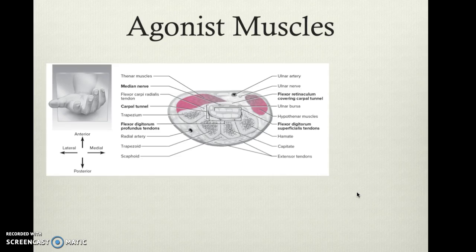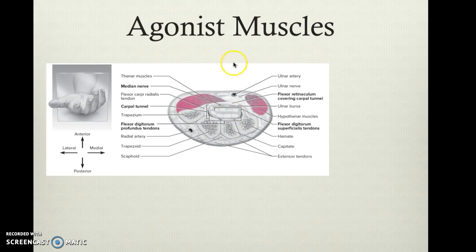This next illustration here is a cross-section of the wrist, which shows us the musculature grouped together and the limited space that we have. The flexor digitorum superficialis and flexor digitorum profundus tendons are grouped here together in a space called the carpal tunnel, which is created by the hamate, capitate, the trapezoid, the trapezium, and other tissue around these tendons. But of note here is the median nerve.